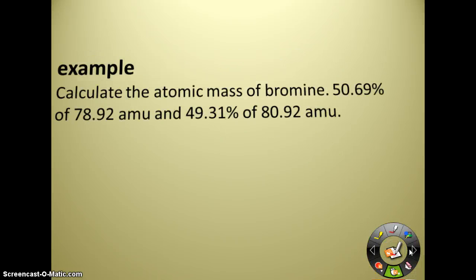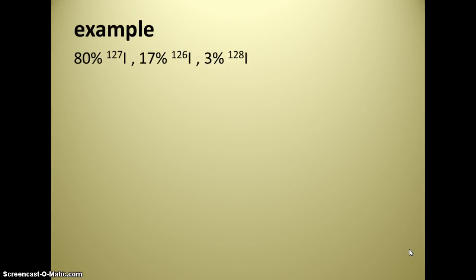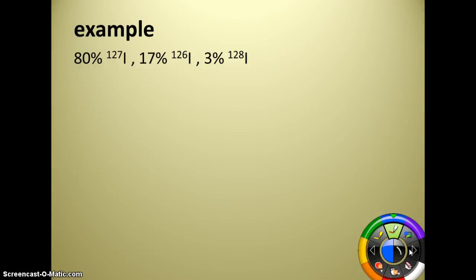Now, it's not always given to you in this percent AMU setup. Sometimes it may be given to you like this, where it tells you have 80% of iodine 127. So this is the element, and this is the mass. So we have 80% of iodine 127, 17% of iodine 126, and 3% of iodine 128.